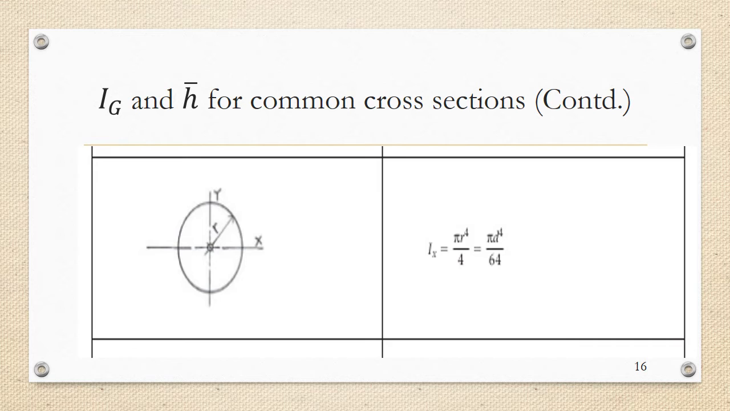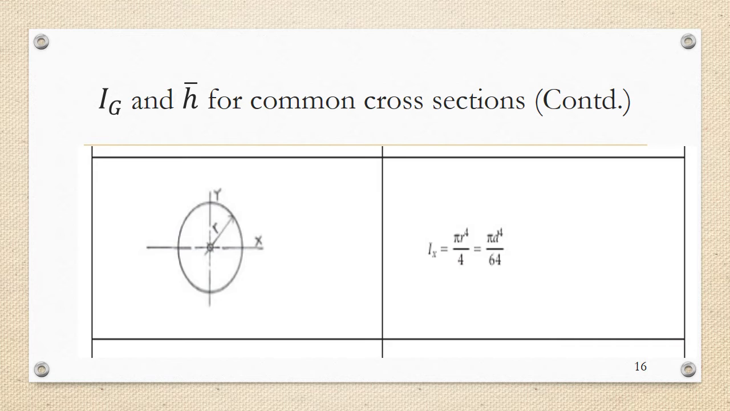Another common shape, a very common shape, is a circle. The moment of inertia of a circle is the same about the Gx as well as the Gy axis because it's symmetrical about both the axes. It looks similar. Whether you take the x-axis or y-axis, a circle is a circle. It does not change depending on the axis taken.